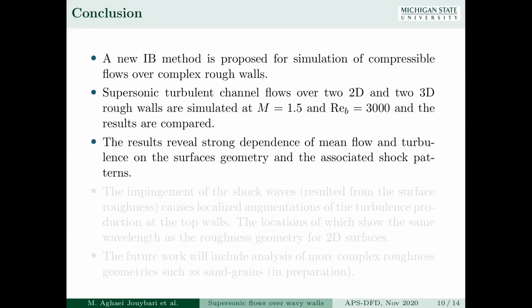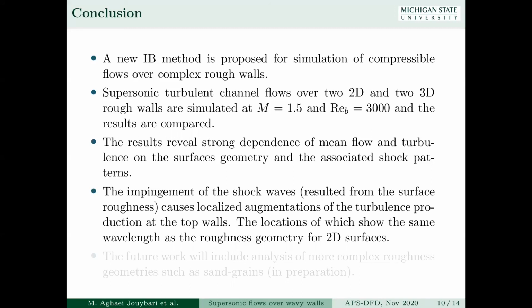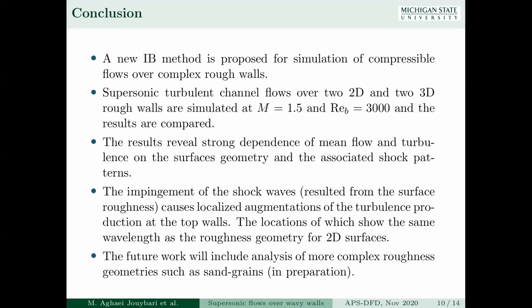Our results reveal a strong dependence of mean flow and turbulence on the surface geometries and the associated shock patterns. And the impingement of the shock waves, which result from the surface roughness, causes localized augmentations of turbulence production at the top walls. The locations of these localized augmentations showed the same wavelengths as the surface roughness for 2D cases. The future work will include analysis of more complex roughness geometries, such as sand grains.